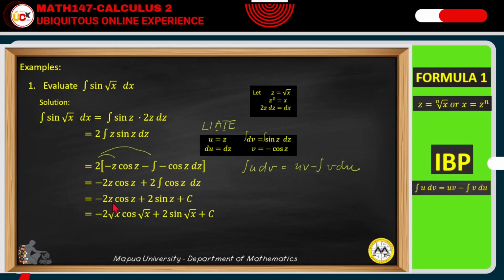So to rewrite this, because z is represented as the square root of x, we can write this in terms of x as negative 2 times z cosine z, where z is the square root of x, plus 2 sine z, again z is the square root of x, plus the constant c. Therefore, the integral of sine of square root of x dx is negative 2 square root of x cosine square root of x plus 2 times sine of square root of x plus the constant c.